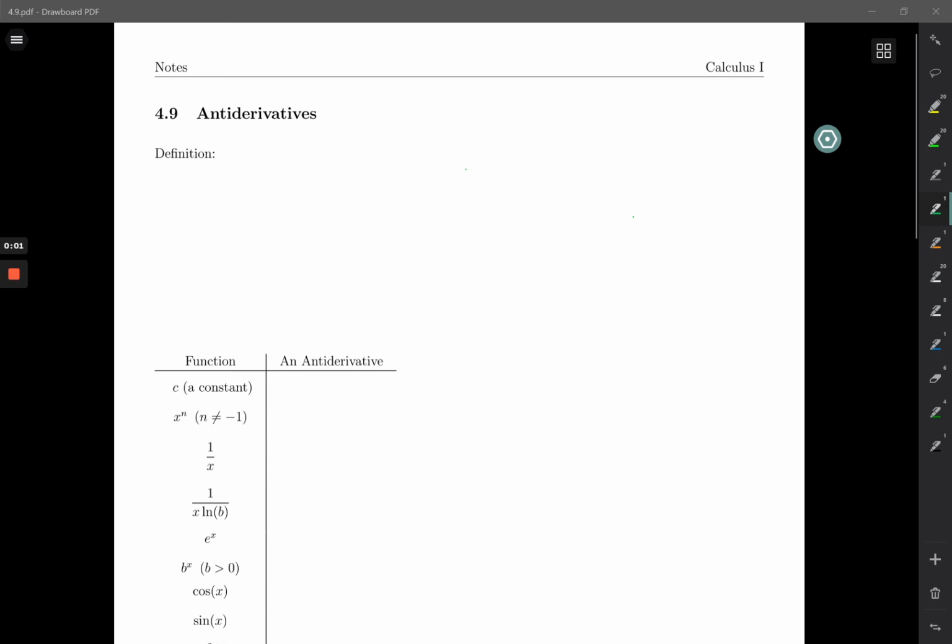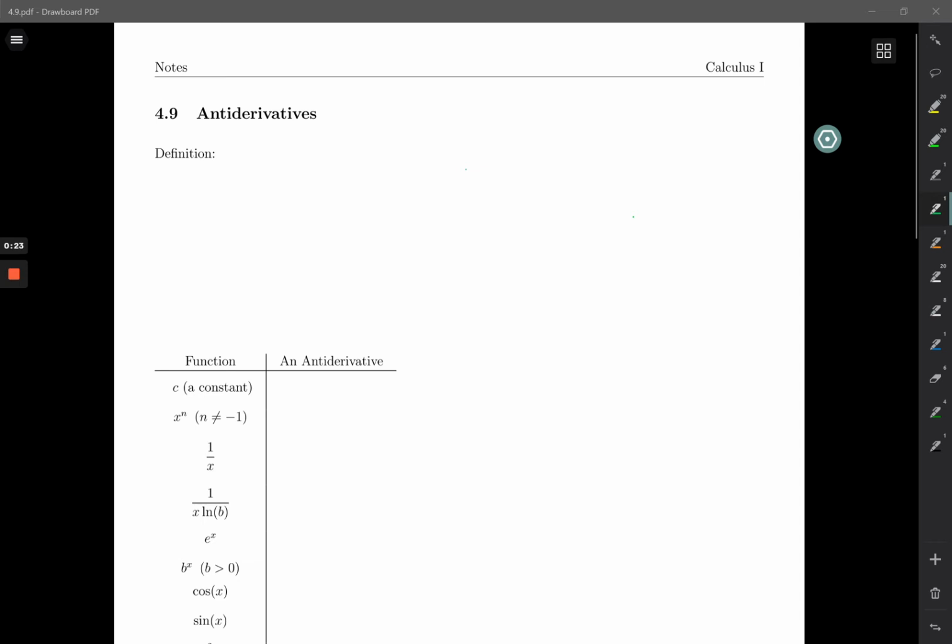Okay, so we are now going to start talking about antiderivatives. So the idea of an antiderivative is that we have a function and we're essentially going backwards. So instead of taking a derivative, we're trying to undo a derivative.